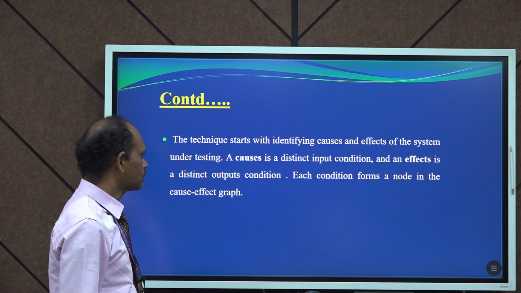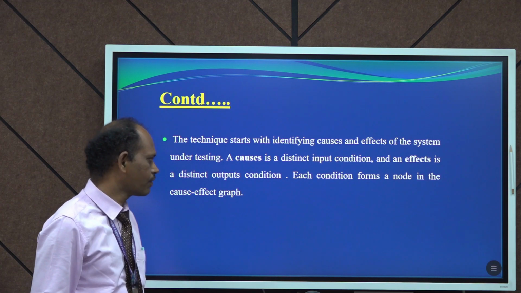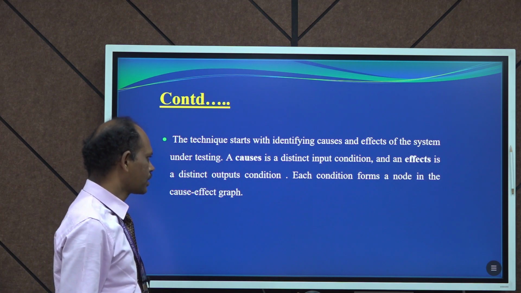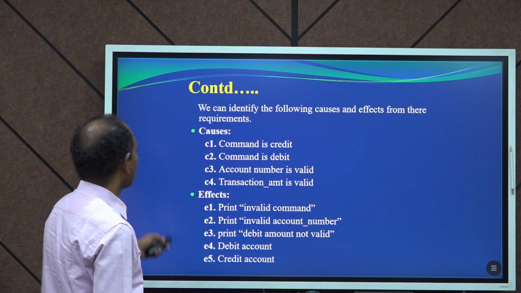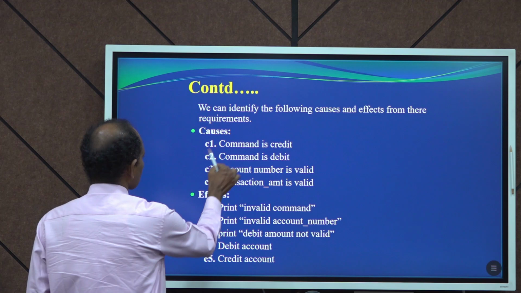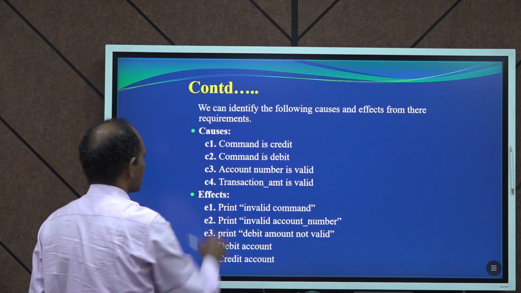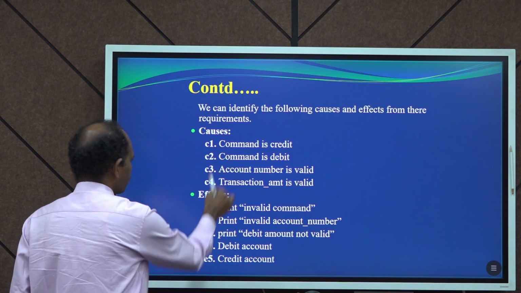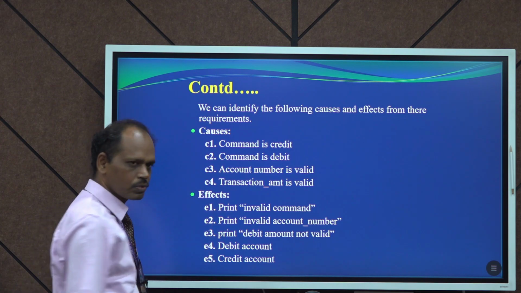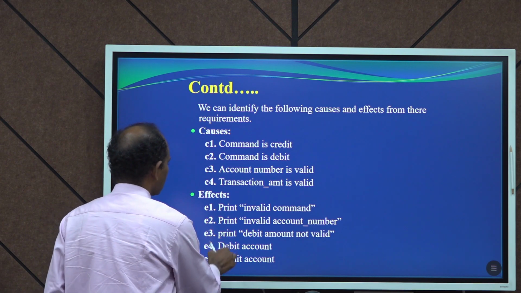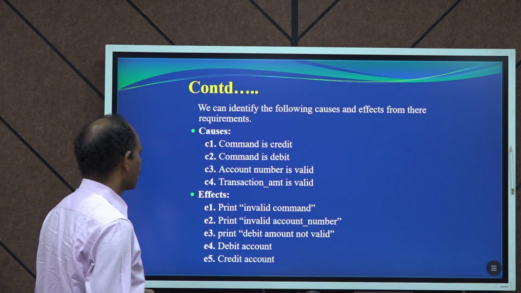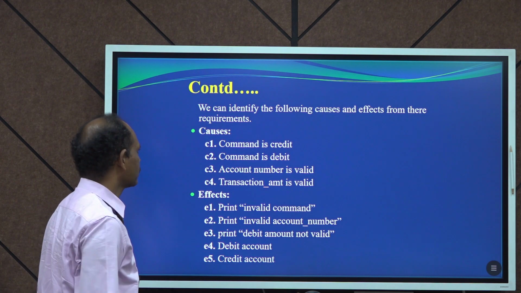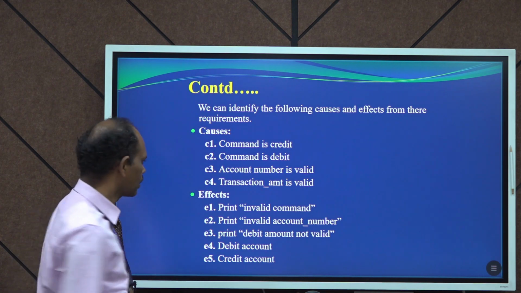The causes are distinct input conditions and the effects are distinct output conditions. Each condition forms a node in the cause and effect graph. C1 is a cause, C2, C3, C4; these are examples of causes, that is, input conditions. Effects are output conditions: E1, E2, E3, E4, E5. These are the outputs of the conditions. This is an example of a cause and effect graph.